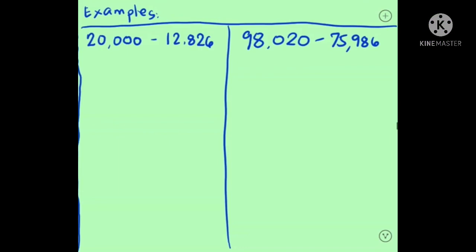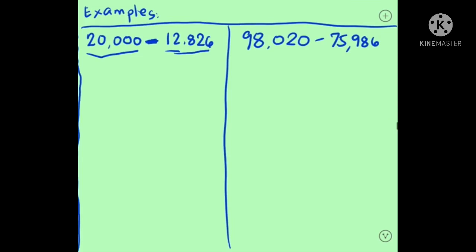Okay, so this is how to do the subtraction of numbers with regrouping. I have two examples here. Let us first read the first problem. All right. Our first problem is 20,000 minus 12,826. That's the first one.